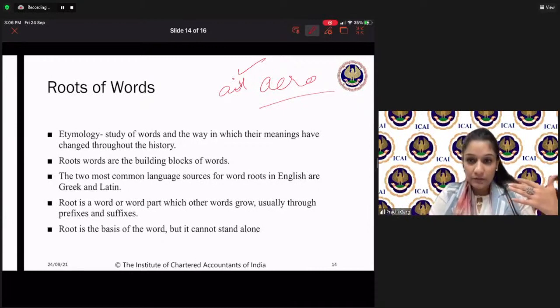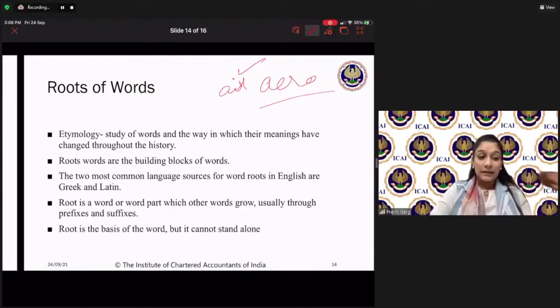Okay. Right. No, there is no negative marking. Root is a base of a word which cannot stand alone. But there are a few root words that can actually stand alone. So I will be sharing both kinds of words with you, those that can stand alone and those that cannot.